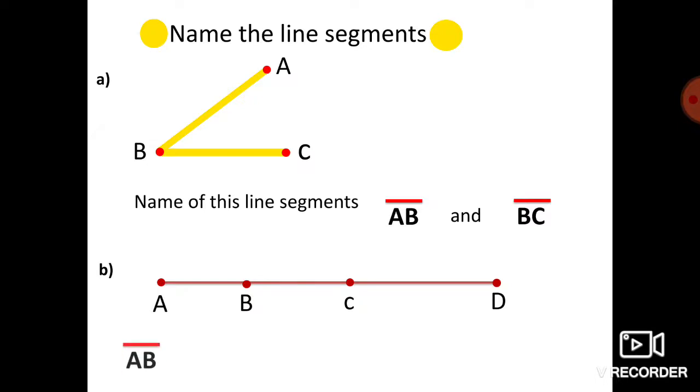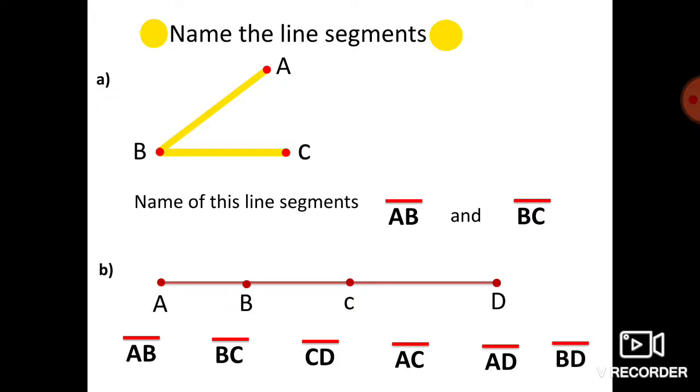First one is line segment AB. AB is a small line segment. Then line segment BC, starting from B and ending at C. Then line segment CD. Next line segment AC. Next line segment AD. Then line segment BD.